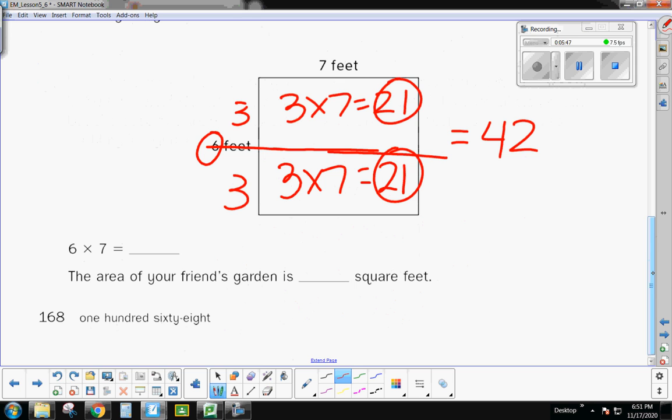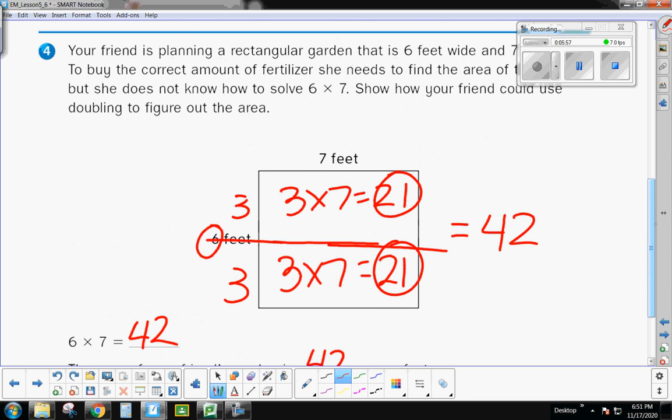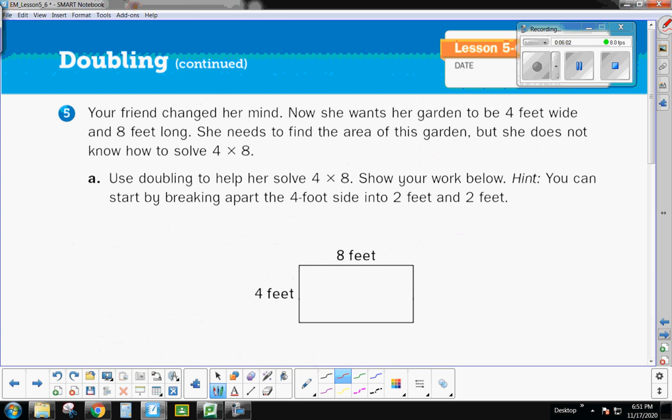All right, so the area of 6 times 7 is 42. The area of your friend's garden is 42 square feet. Boys and girls, that is using the doubling strategy. All right, let's look at another problem.